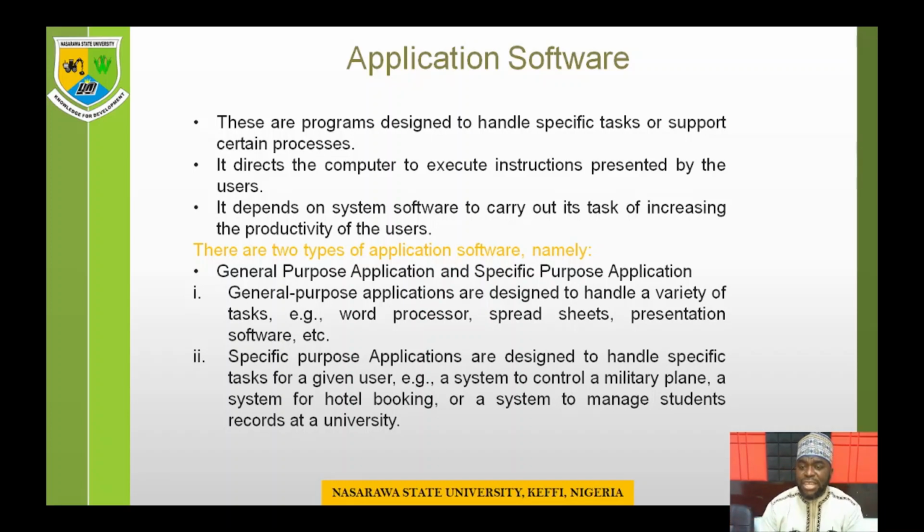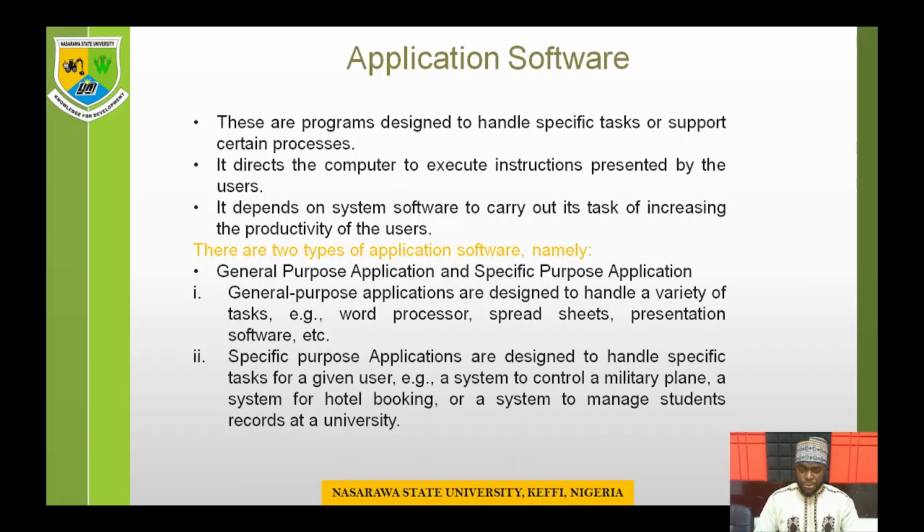A typical example of application software, I keep mentioning Microsoft Office because we are all very familiar with it. So Microsoft Office is an example of application software. Your Facebook applications are examples of application software. Your Adobe Reader that can help you to read your PDF files, among others. These are examples of application software.